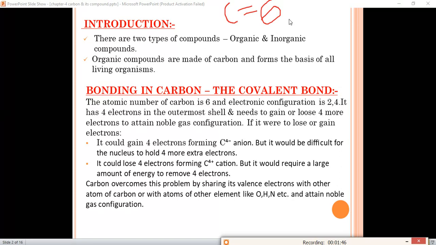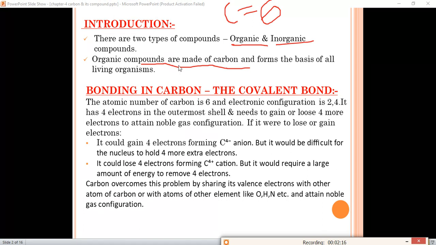In spite of such a small percentage of carbon, it is very important for us, both in its elemental form and in its combined form. Okay. So there are two types of compounds, organic compounds and inorganic compounds. Organic compounds are made of carbon and form the basis of all living organisms. Even we, the human beings, are also made up of carbon. Means inside all living organisms, carbon is present.